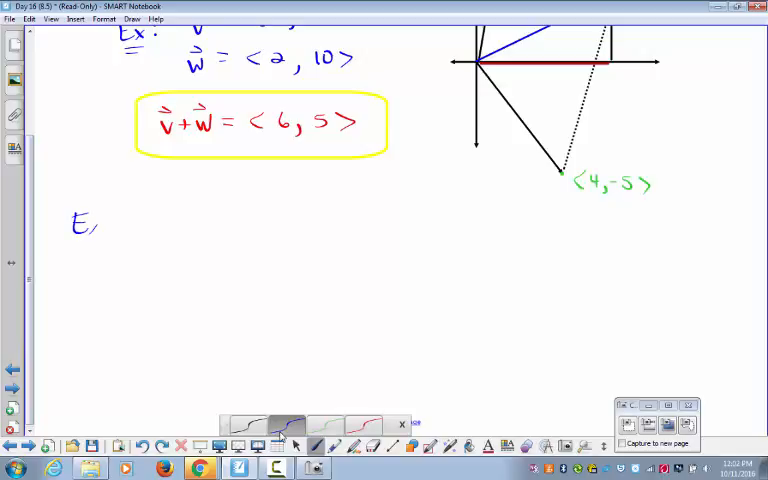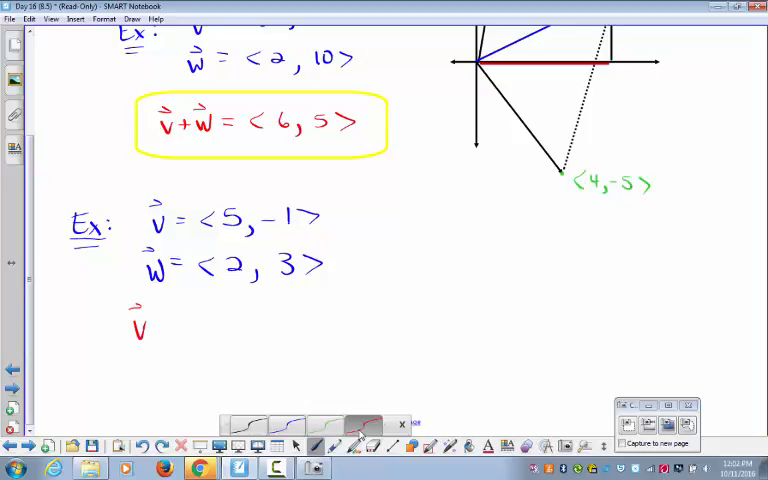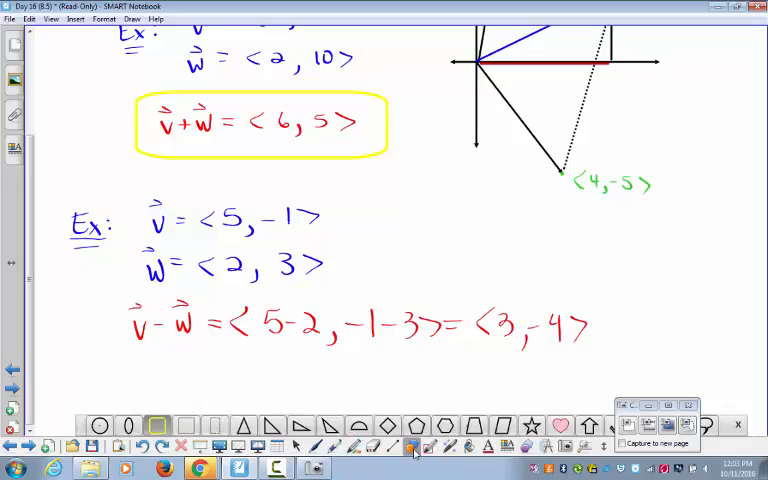And the same is true with subtraction. So let's suppose we have v equals 5, negative 1, and we have w equals 2, positive 3. So if we have those two vectors, and the question says, find v minus w, well, we're just going to subtract component by component. So v minus w will be 5 minus 2 and minus 1 minus 3. So the component form of that vector will be 3, negative 4. Not too bad.